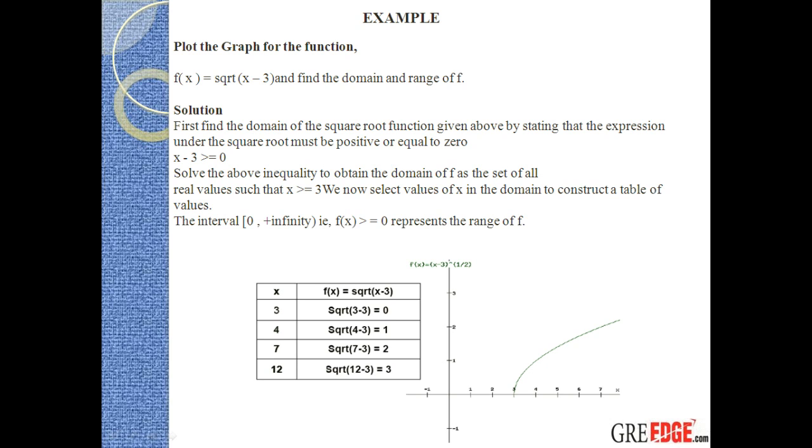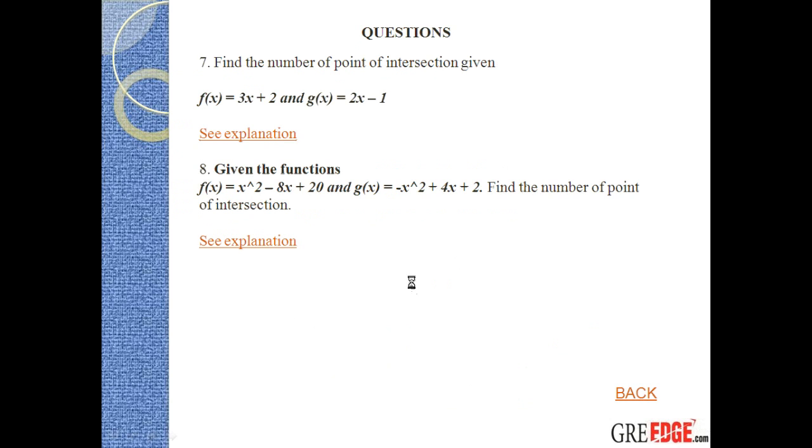Okay, so here if you substitute 3 for x, you get f of x as 0. Then substitute a higher value for x, say 4, then you will get f of x as 1. Then substitute 7, 12 like that, and you will get values like 0, 1, 2, 3, etc. Okay, so you will get the graph as shown in the figure. So f of x is increasing along with x, and f of x is greater than or equal to 0. So the range is greater than or equal to 0 for f of x. Okay, you're clear with that?